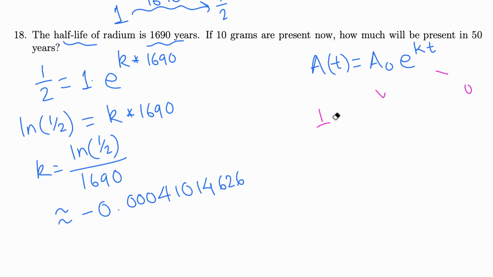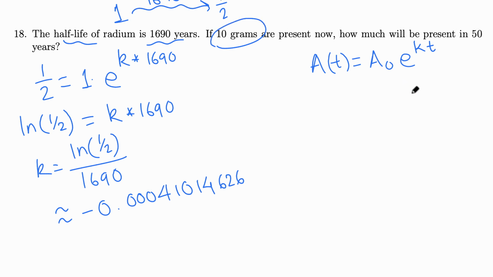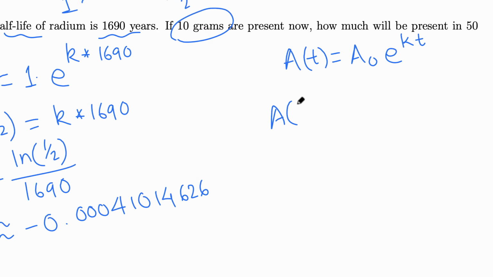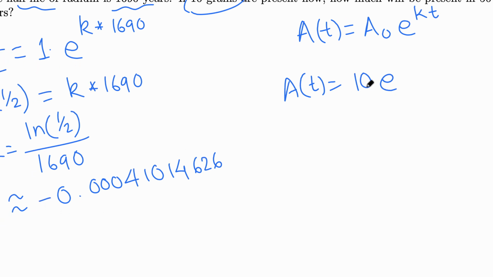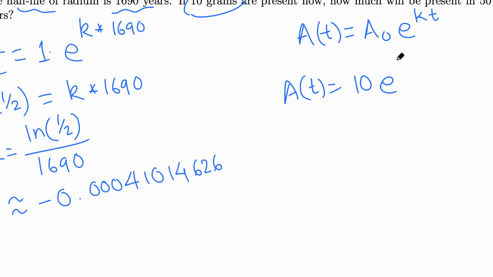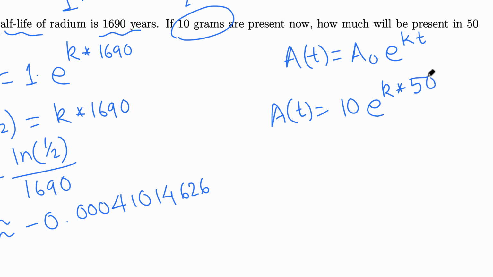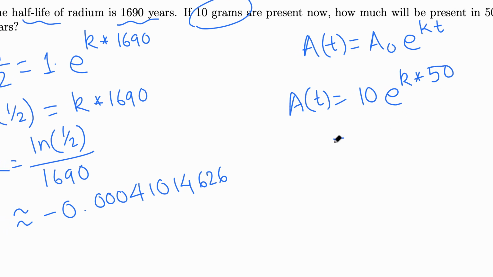Now for the second part, we use the same formula. Here the initial amount is 10 grams and we want to find how much will be present in 50 years. So we want to find this final amount, A after 50 years. A of t equals the initial amount, 10 times e raised to k, where k is this decimal number, I'll just write k for now, times t, which is 50 years. Now we use our calculator and find the approximation.